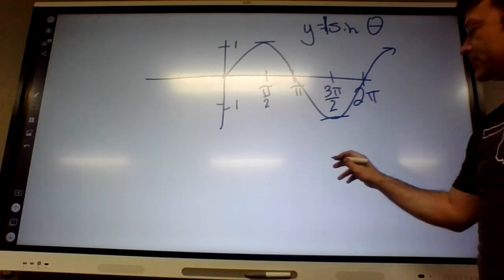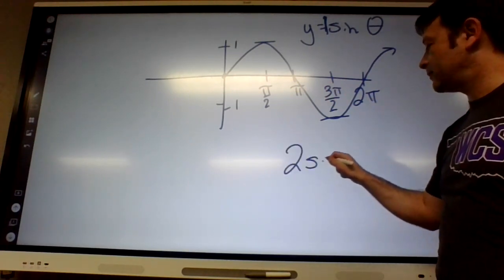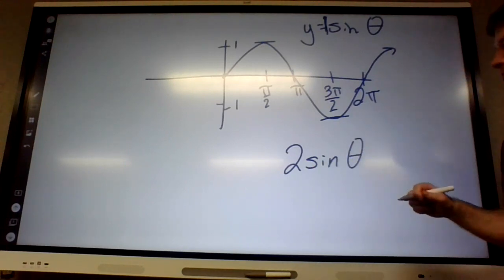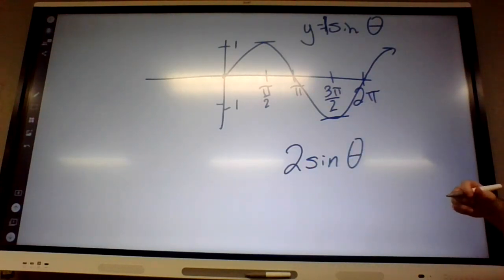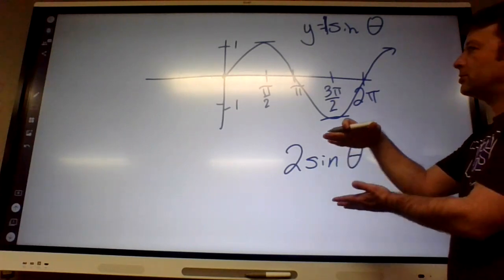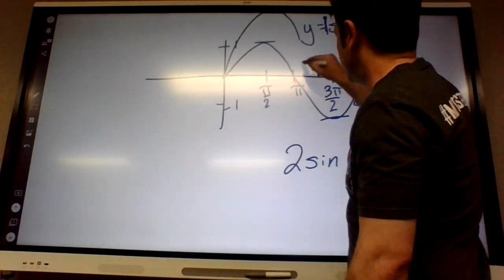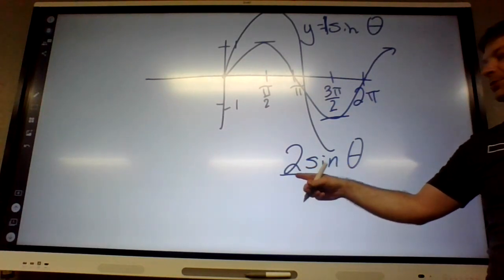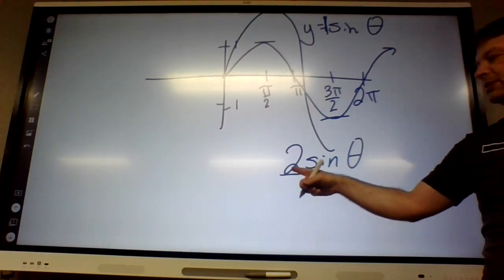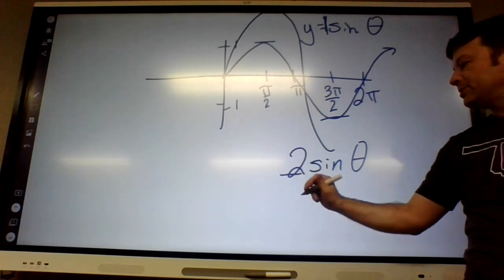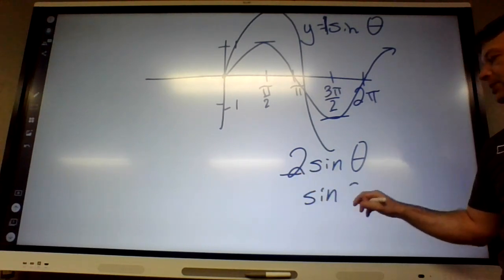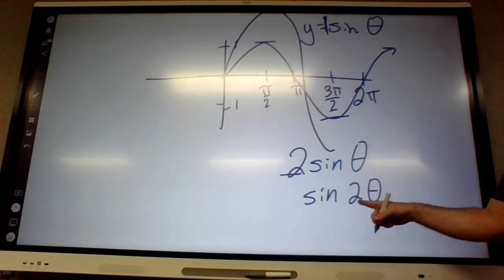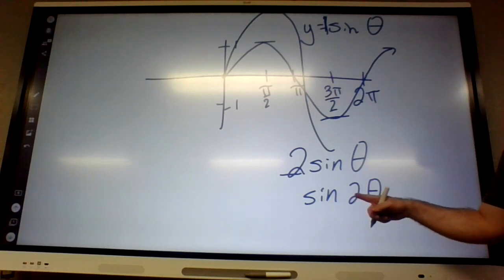Okay, what happens if I put a 2 in front? Twice as tall. So it gets tall, going up and down. So the amplitude is now 2. Okay, what happens if I put the 2 right here? Like it goes to 2.